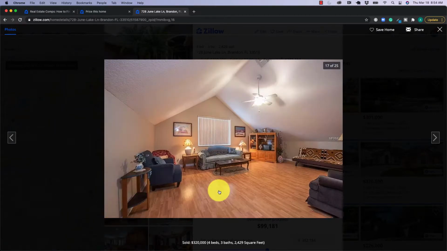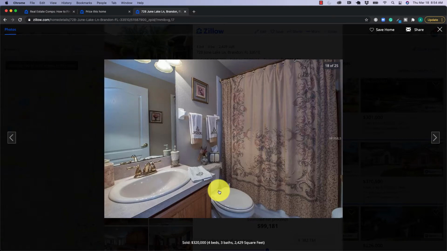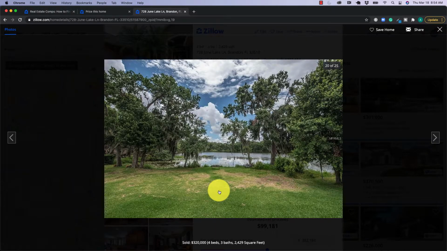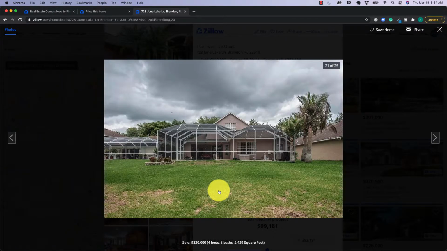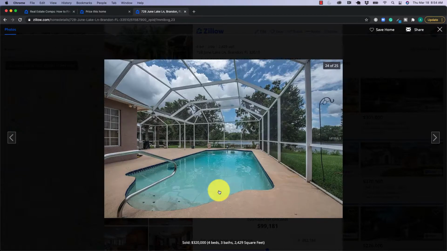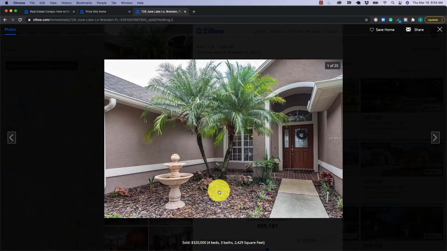The paint looks to be good from the pictures, and it looks like there's either a view from the backyard of a pond or a pond close by. Wow, so that is the backyard. That's a pretty big backyard, and it's screened in, has its own pool. That's definitely going to make the value higher than when we look at other comparables.